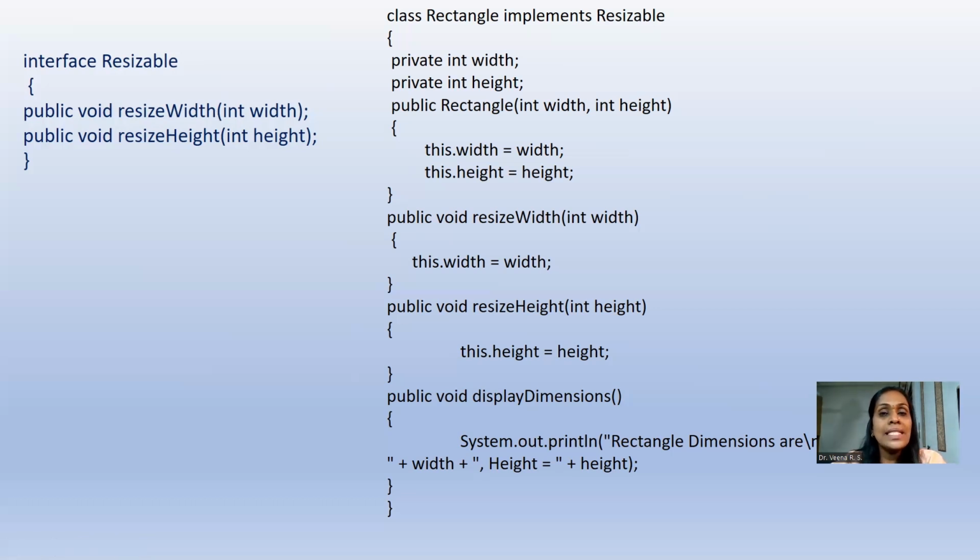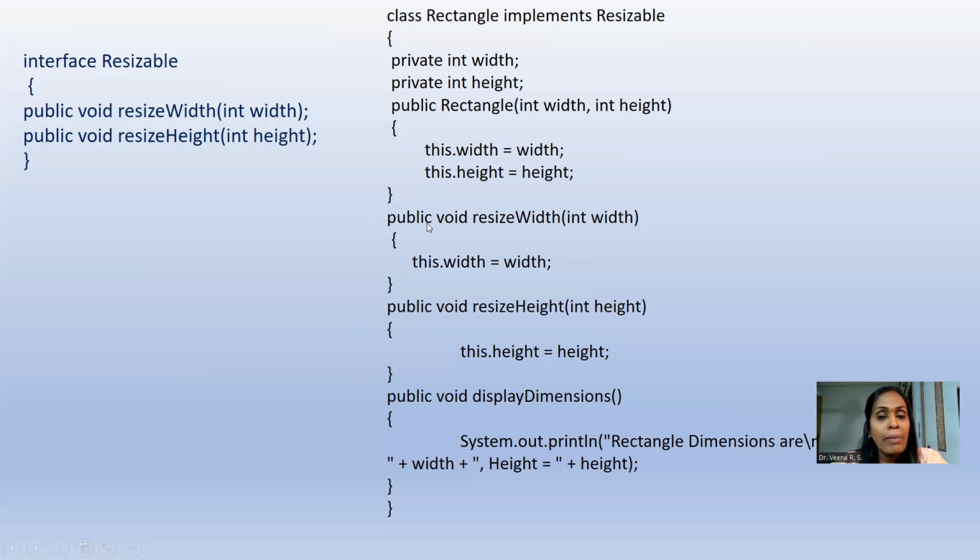Now, what is the next step? Here on the left-hand side, Resizable has two methods. Now, as it is implemented in the Rectangle class, it is mandatory to define these two methods. That means it is mandatory to override these two methods in the class. So here we are trying to override one method. What do you mean by method overriding? The name of the method and signature of the method should be exactly the same in the superclass and subclass.